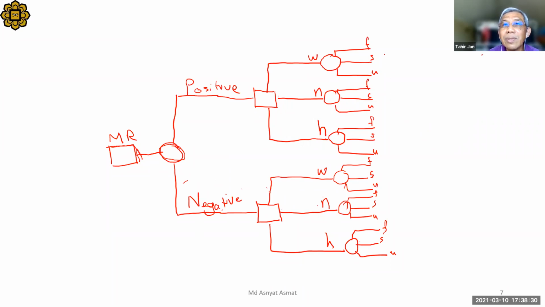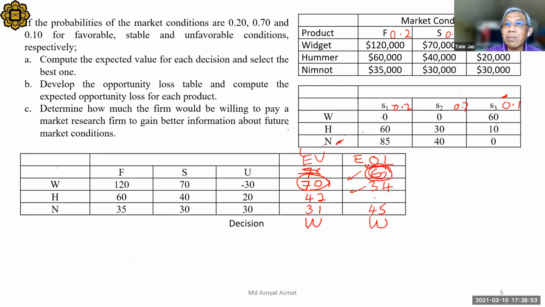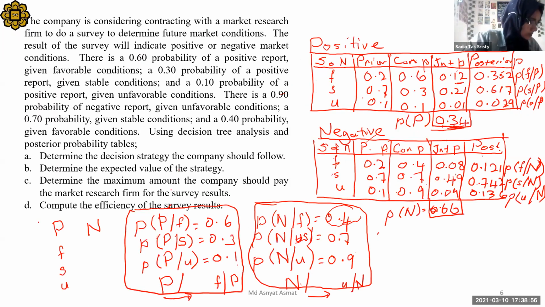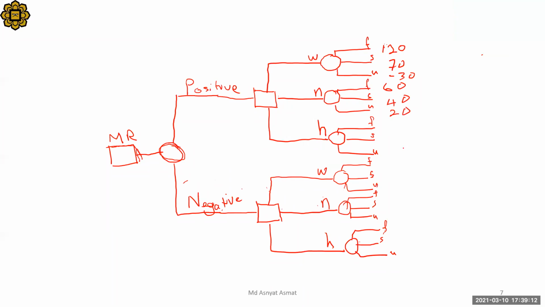Let me switch so my payoff is written on the right hand side. What was the number just now? 120, 70, and negative 30. Okay, let me look back. Hammer: 60, 40, 20. So we are going to write the payoff here: 60, 40, 20. And then the last one, 35, 30, 30.